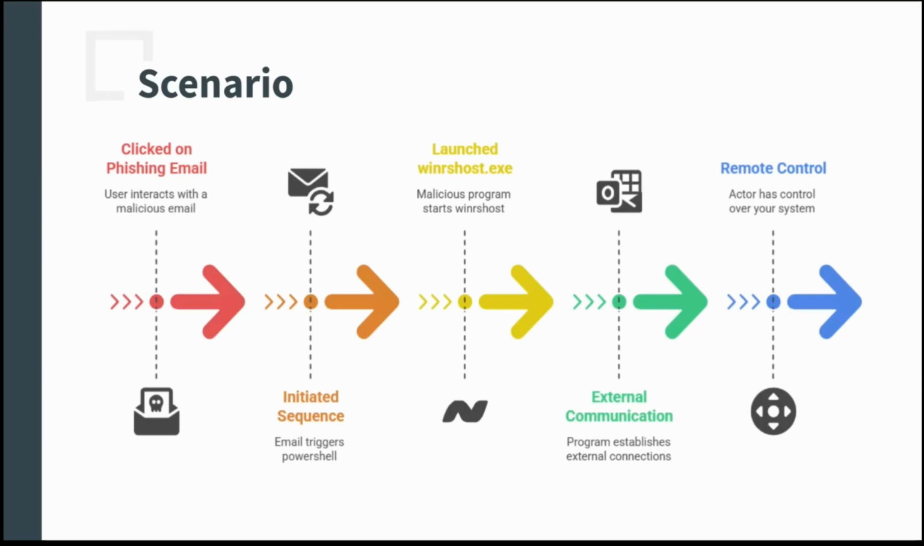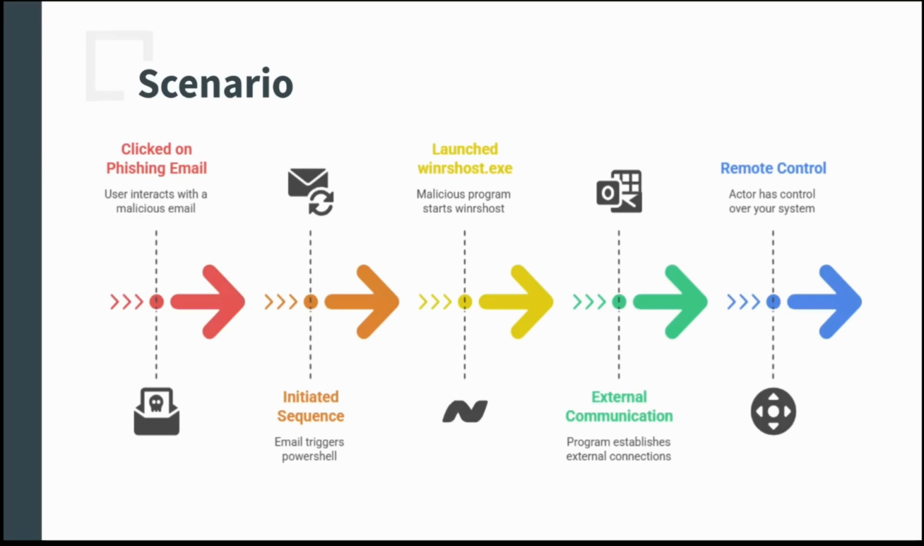So let's take our scenario: the moment the user has clicked the phishing email, a process and a file are downloaded and the process begins. This process's main goal would be to start the Windows remote shell host and establish the communication to the malicious actor, or the hacker, to be simple.